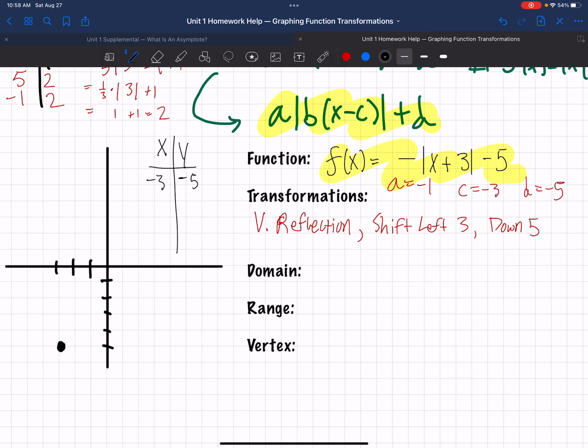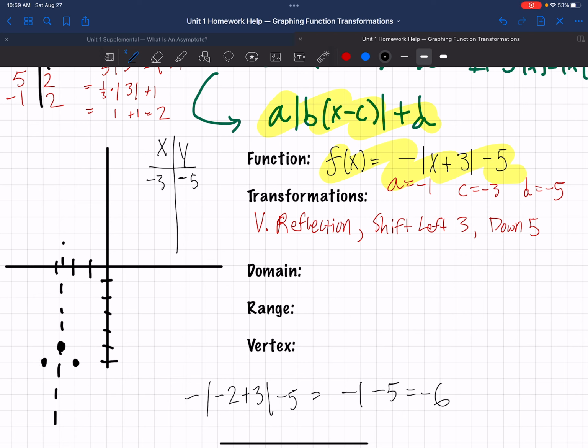Let's do -2 because this would be the next x value, right? So -2 plus 3 minus 5. Well, -2 plus 3 is 1. Absolute value 1 is 1. So this is -1 minus 5. That's -6. So it looks like it just goes down 1. Like that. And then you just utilize that axis of symmetry again. And you get that point. And that's all you really need.